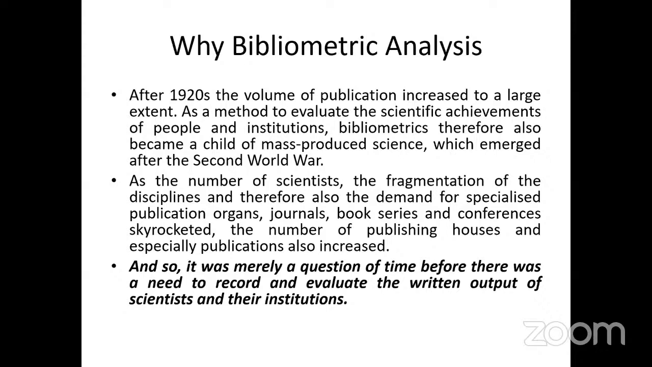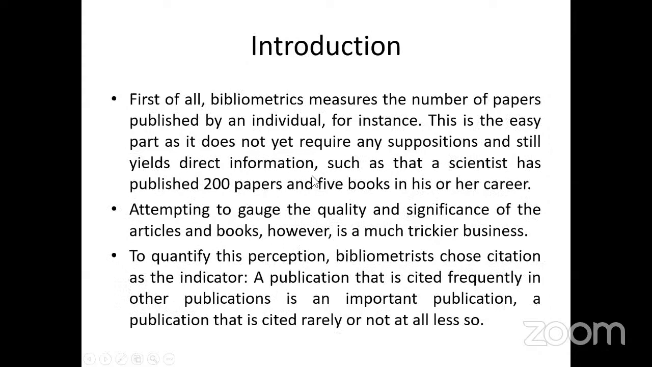And so it was merely a question of time before there was a need to record and evaluate the written output of the scientists and their institutions. So what we are seeing is that in most cases now we require a Scopus publication or a Q1, Q2, Q3, Q4 journal publication. So this is basically to check the quality of the publication, and bibliometric analysis serves this purpose. First of all, bibliometrics measures the number of papers published by an individual.